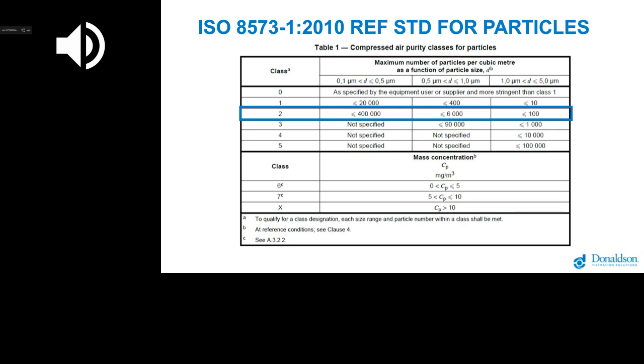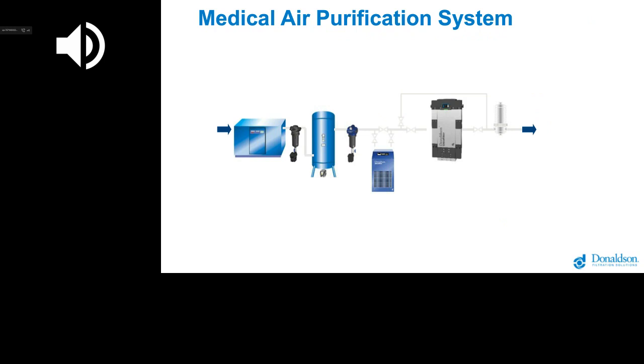For Donaldson Filtration, we actually believe that although this is only normally specified for surgical tools and instruments, this level of particulate removal should be applied for all applications to remove the risk of blockage to instrumentation, local filters that may be installed to protect such items as ventilators. We now come on to the medical air purification system. These are the main components that we would expect to see within a medical air system.